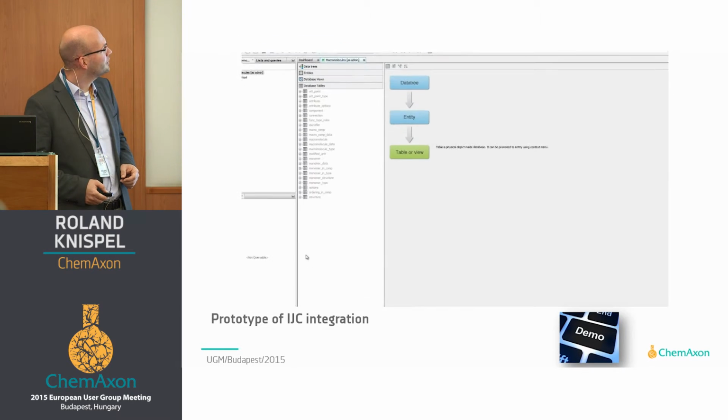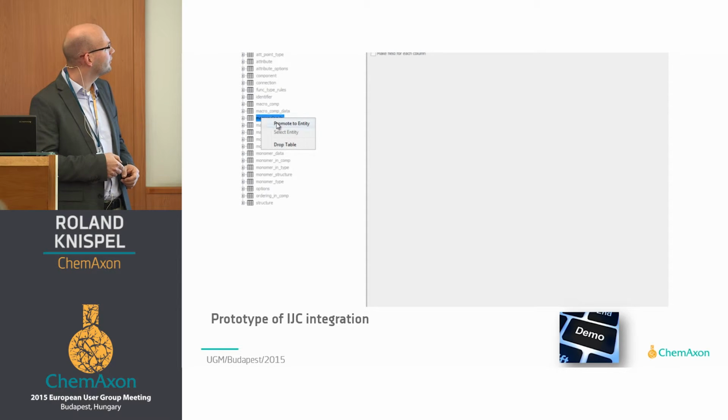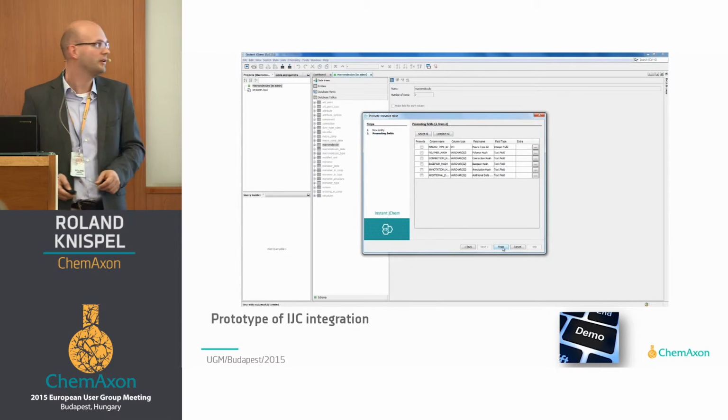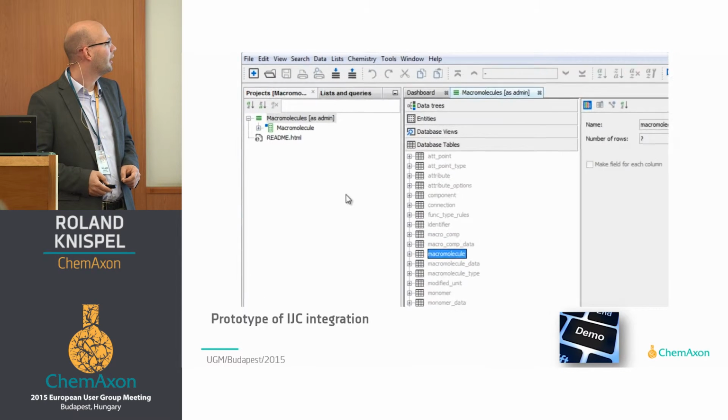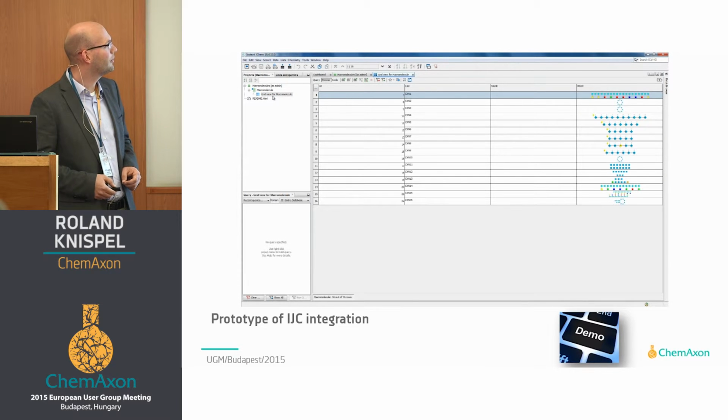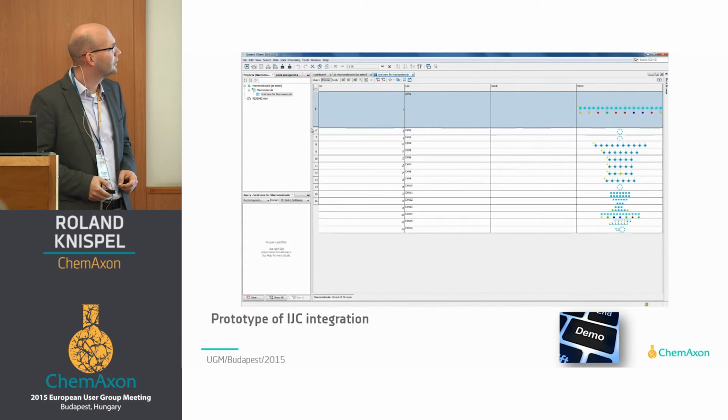And it actually then recognizes as soon as you promote this thing to an entity that this is a kind of new biological entity. And once you then go into the grid view for these macromolecules, you see a table popping up with these large molecules.